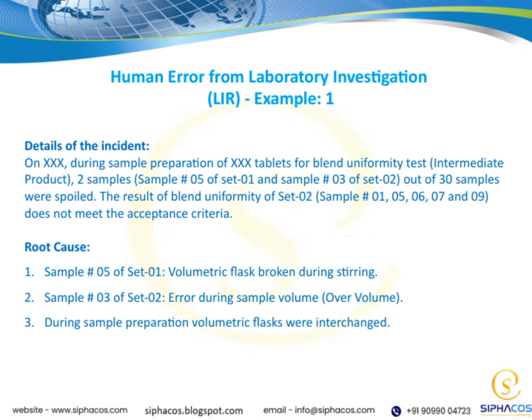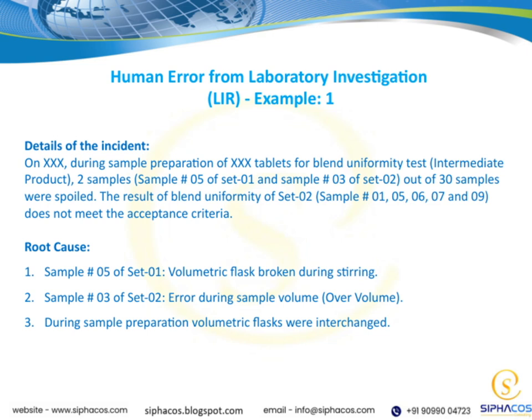Now, focusing on the blend uniformity results, we found that the samples from set 02, which included samples 1, 5, 6, 7, and 9, did not meet the acceptance criteria. This indicates that there was some inconsistency in the blending process or sample handling.